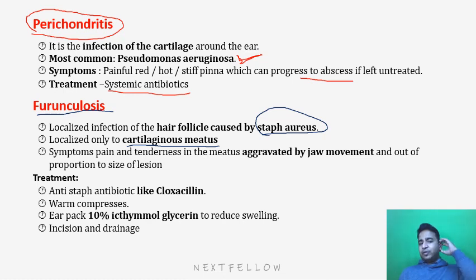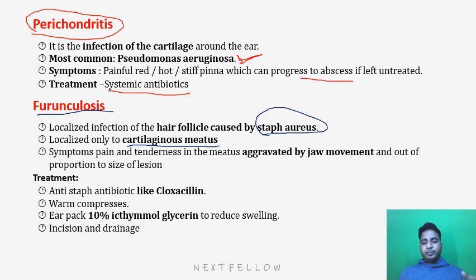In furunculosis, the infection is limited to the cartilaginous part, and the symptoms are pain and tenderness in the external auditory canal. The patient will not allow any relative or parent to touch his ear or pinna. The pain is generally aggravated by jaw movement because the temporomandibular joint is there. If the patient tries to swallow or chew anything, the pain will increase. So the lesion is very small, but the pain in proportion to the lesion is very, very big.